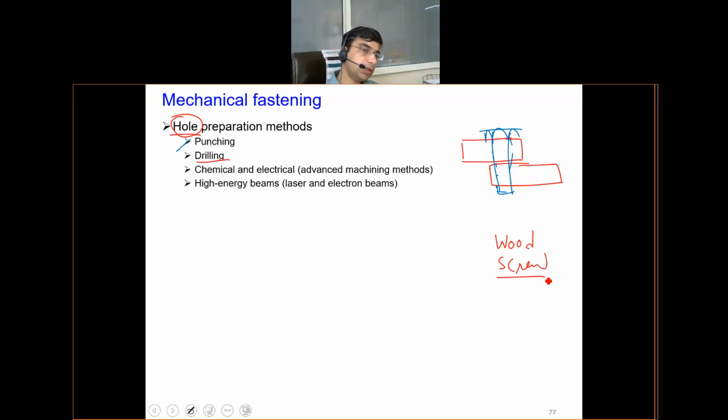And hole preparation is done using methods like drilling, advanced machining, or laser beam, or electron beam, or maybe punching. Punching is restricted to very thin sheets. Only very thin sheets can be punched. Beyond that, we have to go to the drilling process.